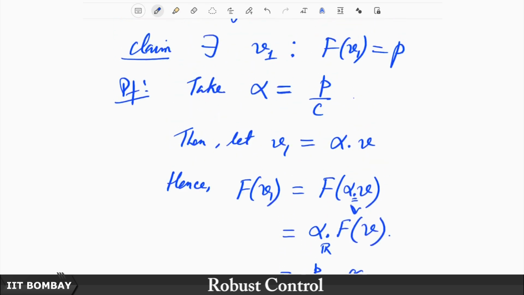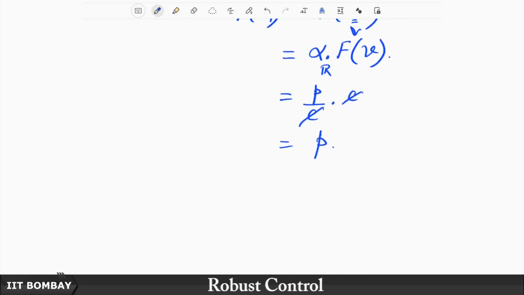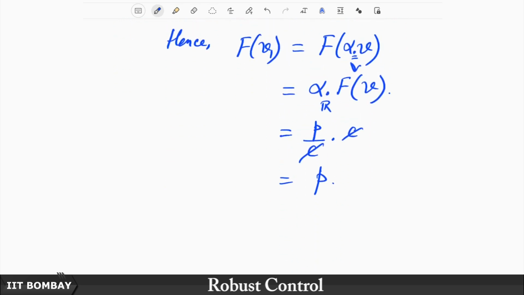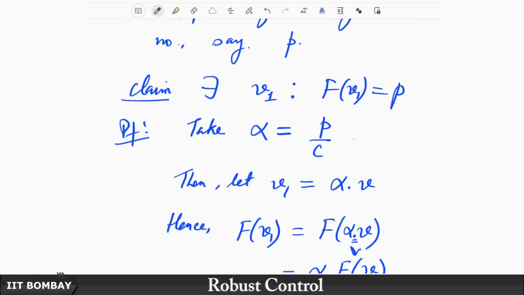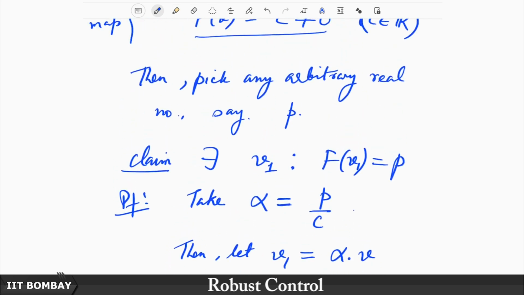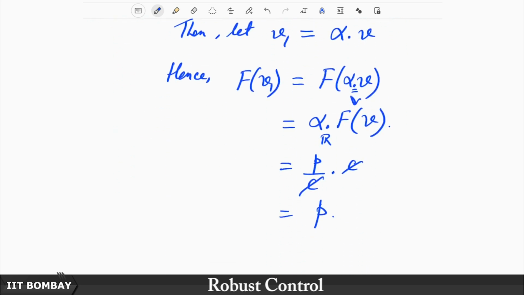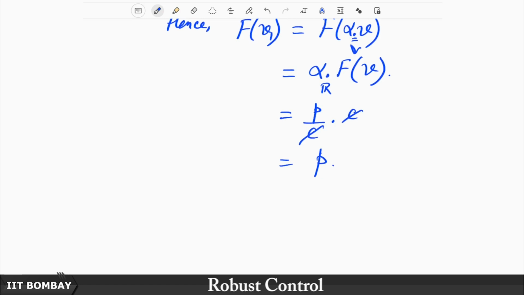Therefore, I have found you this V1 such that when this V1 is mapped through this linear transformation or this linear functional f, I get back P. And this choice of P was arbitrary. I said I can choose any arbitrary real number, say P, and I found you a particular vector in V such that it gets mapped to this fellow P. So, therefore, we have guaranteed that this is going to be an onto map.